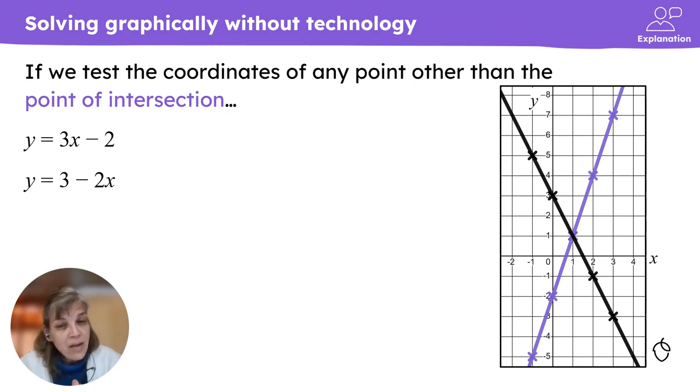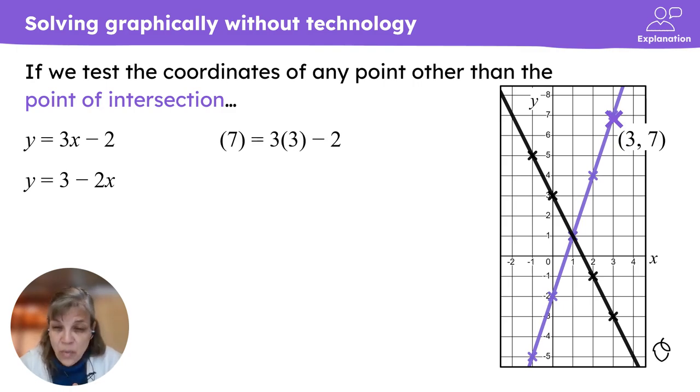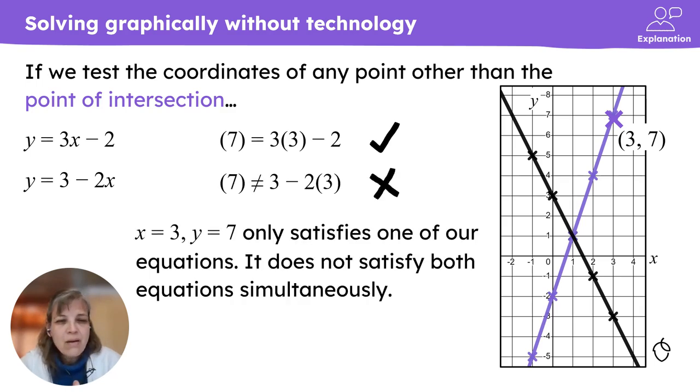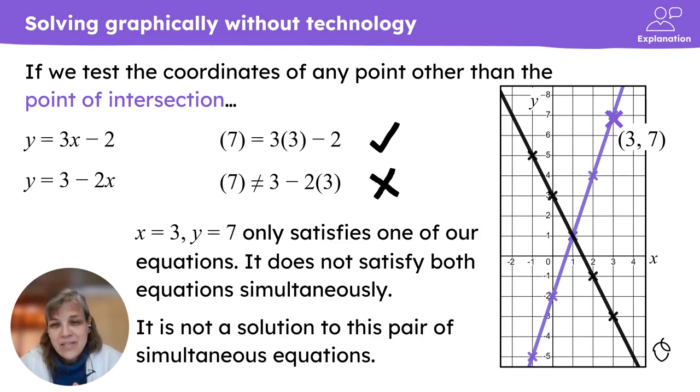If you try any other point, like say I'm just going to try one point on the blue line, it works for one of the equations, the blue line, but it doesn't work for the other line. So this other point doesn't satisfy both.